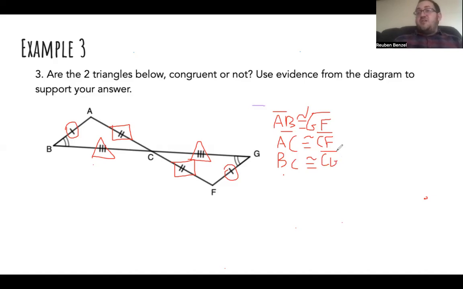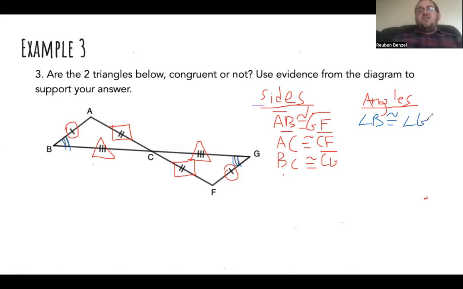And we're actually going to learn in about 2 skills that that's really all the evidence that you need. But you could also look at the angles as well. Some angles are actually given to us, so it's important to start with the ones that are marked in your diagram. So I could say that angle B is congruent to angle G.